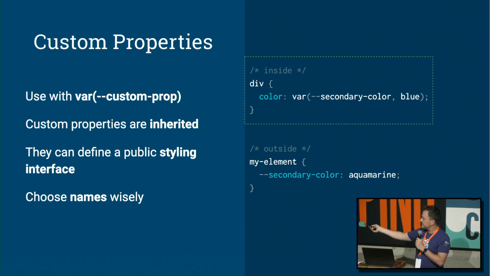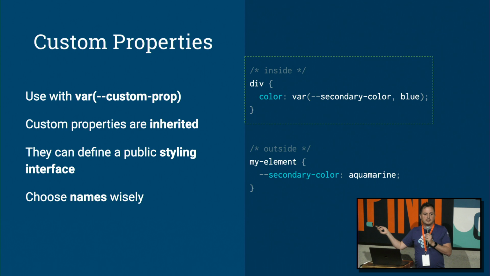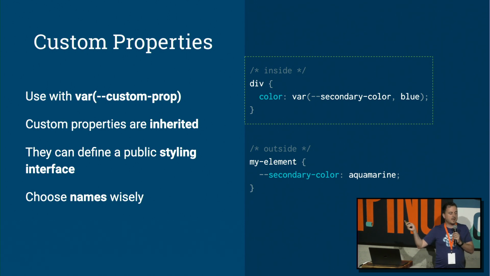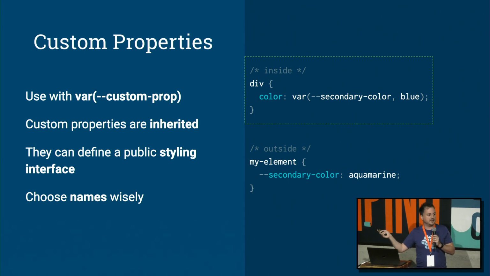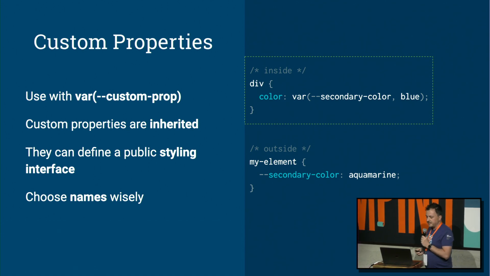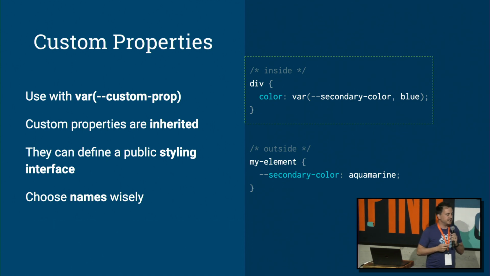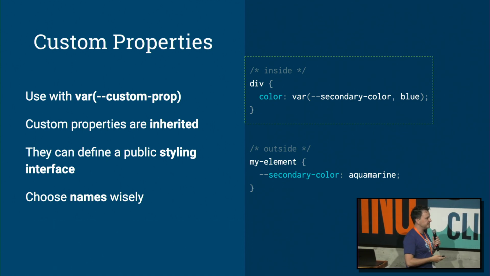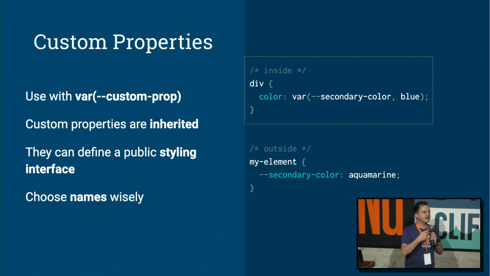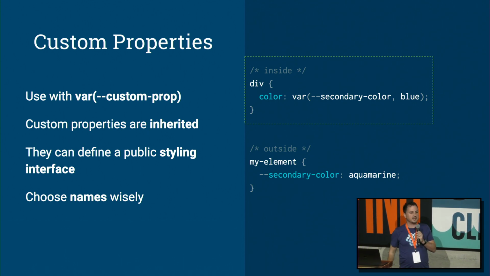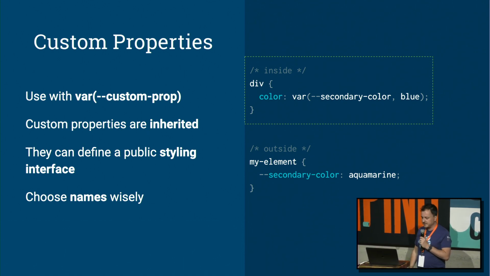And you use it by using this var function, where you give it a custom property name to use as the first argument. And the second argument is going to be a fallback in case it's not specified. And then outside of the element, you just use that custom property as you would any other, and that's going to style that element. And what's interesting here is because it inherits, it's going to inherit through multiple shadow roots. So you can actually do deep theming this way.